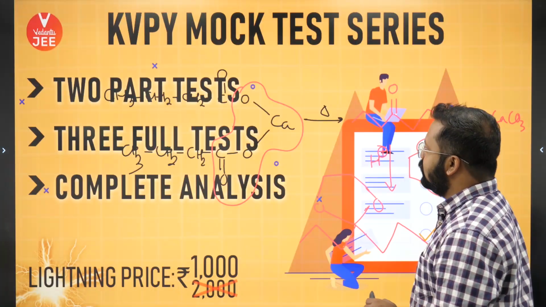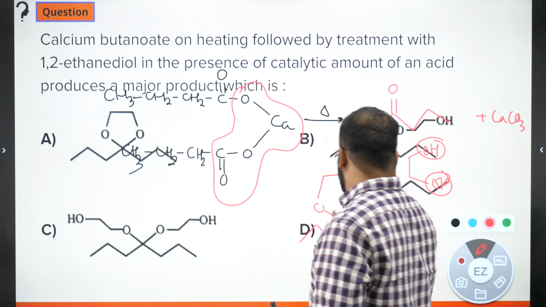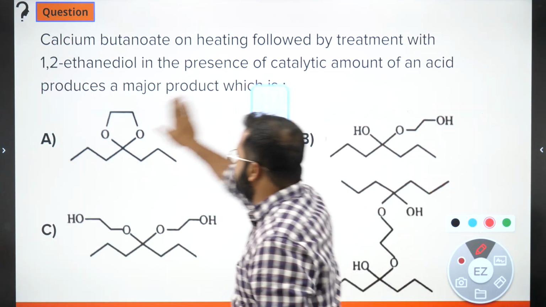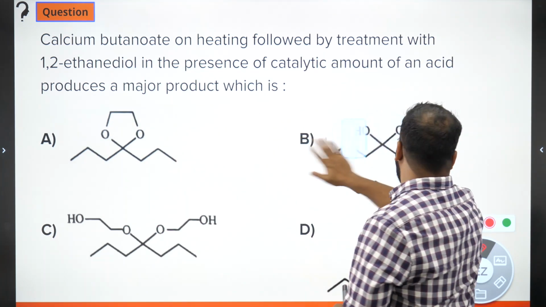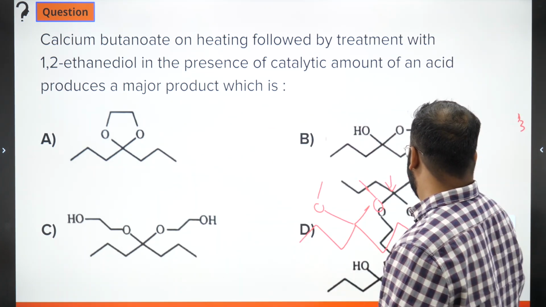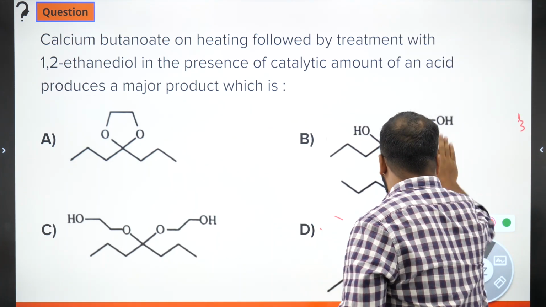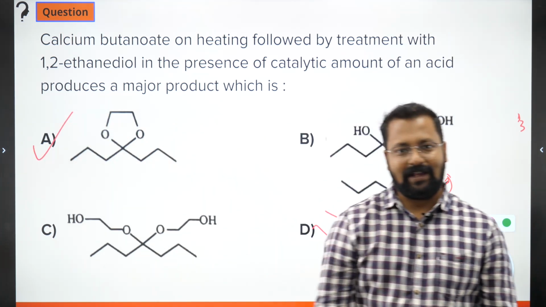Let's see our original options. What does this match with? This matches A, so A is our right answer.